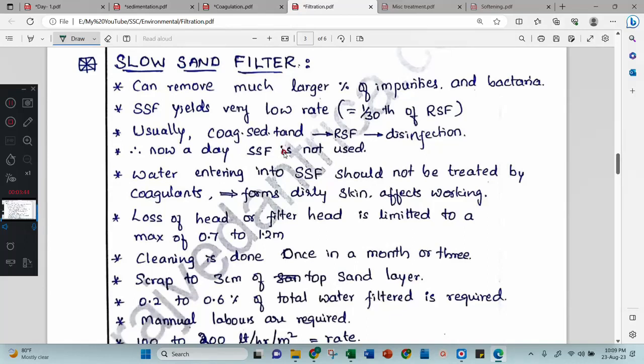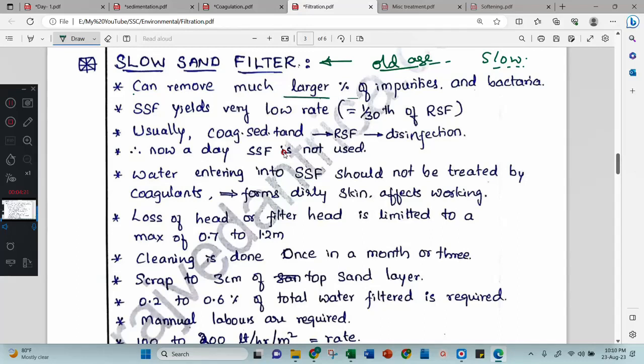Slow sand filter and rapid sand filter. Two things are there. First, we'll discuss the slow sand filter so that we can compare it with the rapid sand filter. Always remember, slow sand filter means old aged people. They are very accurate, but they are very slow. You know? Rapid sand filter means youngsters. They are very fast, but they are not that accurate. Like that, the experience and removal, everything we'll discuss like that. It can remove a much larger percentage of impurities and bacteria.